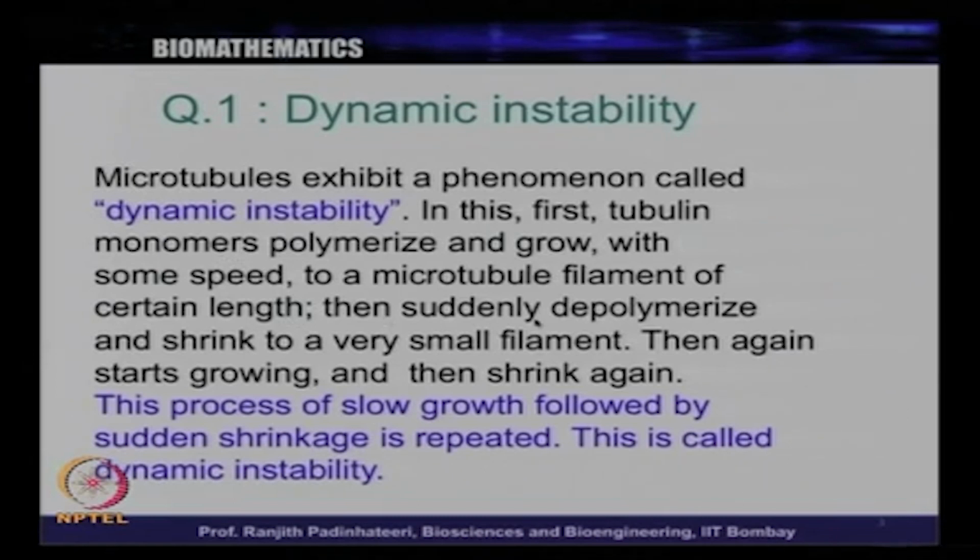Then it suddenly depolymerizes and shrinks to a very small filament, then again starts growing, then shrinks again. This process of growth followed by sudden shrinkage is repeated. This is called dynamic instability. Let us understand this once more. This is a phenomenon exhibited by a set of filaments in the cell called microtubules, and the name of the phenomenon is dynamic instability.